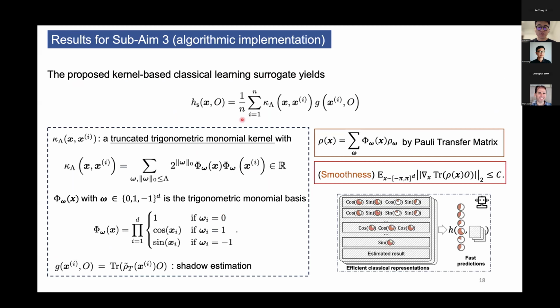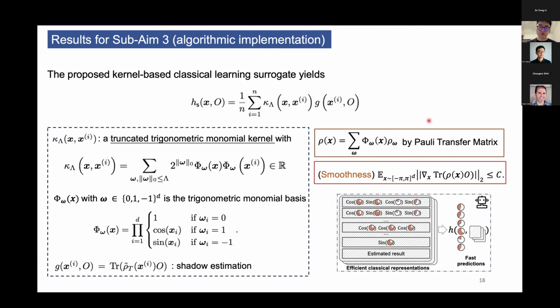And you can see the formula is composed of two parts. The first one is a truncated trigonometric monomial kernel. And the second one, the function g, corresponds to a shadow estimation. So this is very straightforward, right? Because for any quantum state, you can use the corresponding classical representation to get an estimation. So the key part is here. Why should we build this truncated trigonometric monomial kernel? Actually, the key insight is from the Pauli transfer matrix.